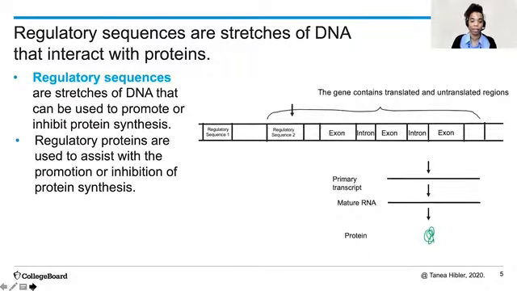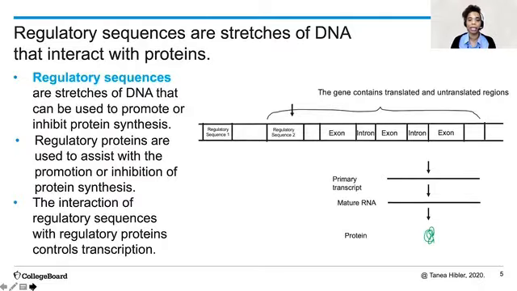Regulatory proteins are used to assist with the promotion or the inhibition of protein synthesis. And the interaction of regulatory sequences with regulatory proteins controls transcription, and it determines what products we're ultimately going to make.